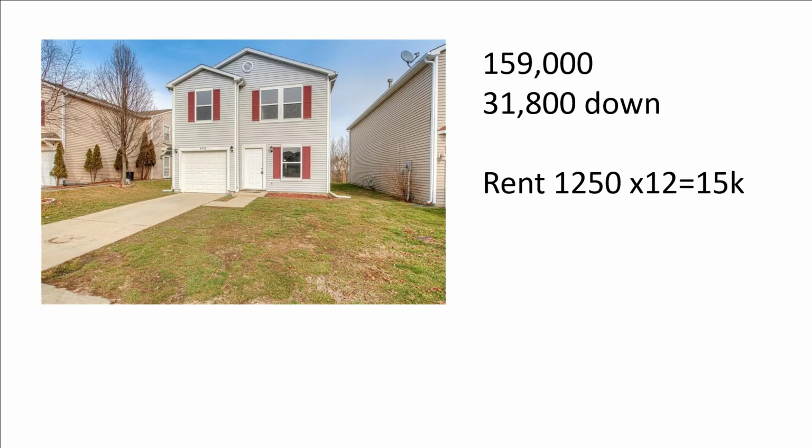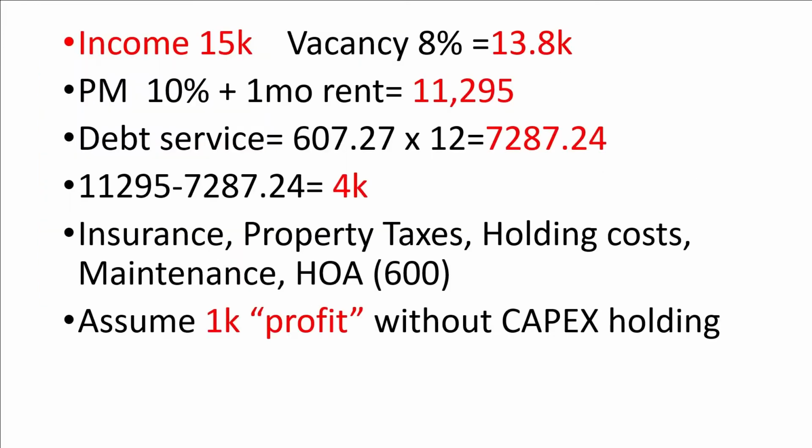The very first one, rents at $1,250 a month times 12 months, that's $15,000 a year. Okay, now you'd be $31,800 down to purchase it, and you'd be making $15,000 a year. That's before we pay all our expenses. So here's a breakdown of what that looks like.